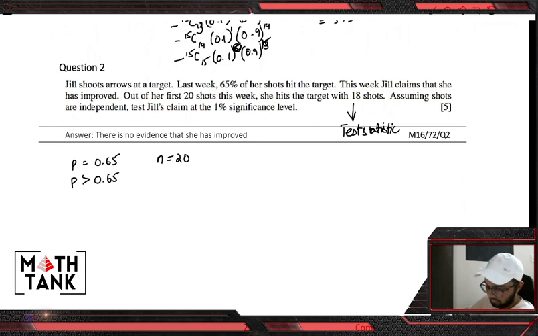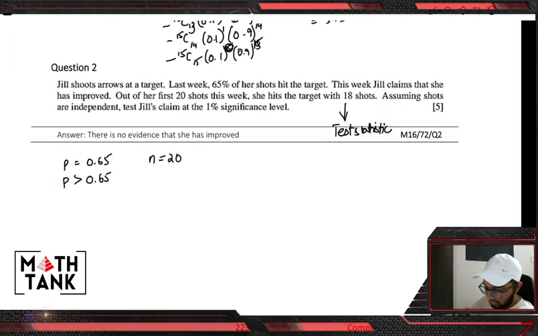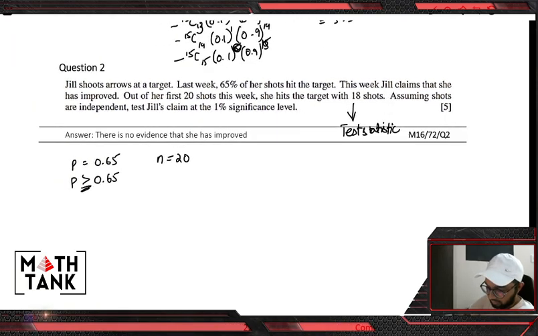If you've done hypothesis testing, you would know that whenever you have a test statistic, you borrow the sign from the alternate hypothesis. If you are doing a hypothesis test, you should write all of this down, H0, H1, and then calculate the probability. You're going to say that I'm going to calculate the probability of X greater than or equal to 18, which means I want to calculate the probability of 18, 19, and 20.